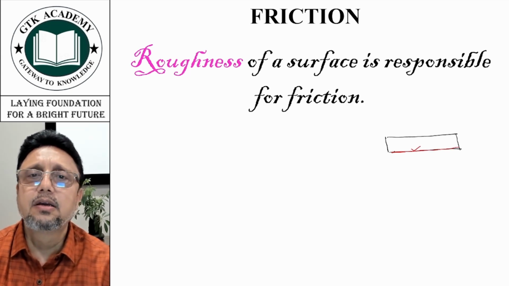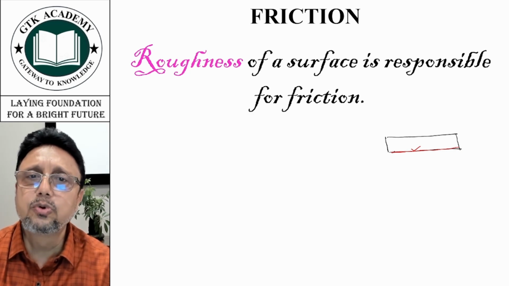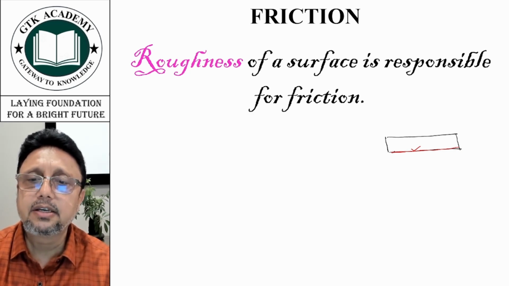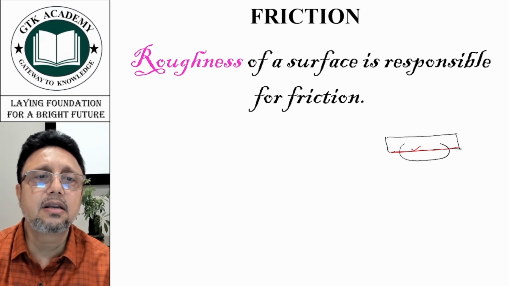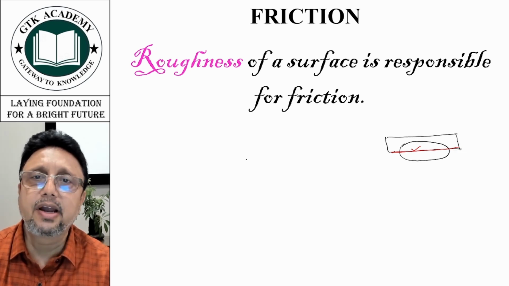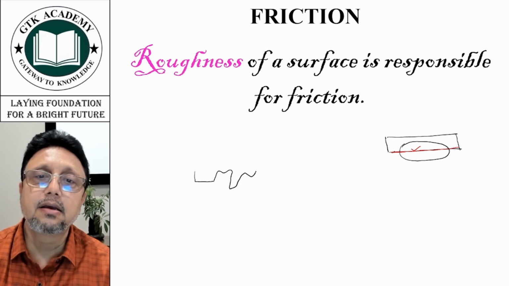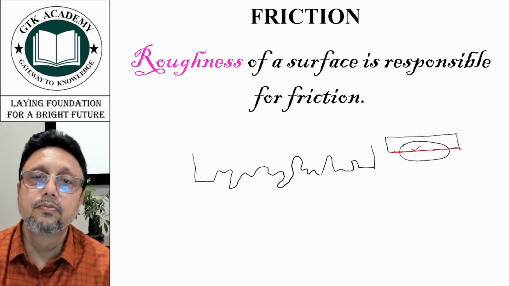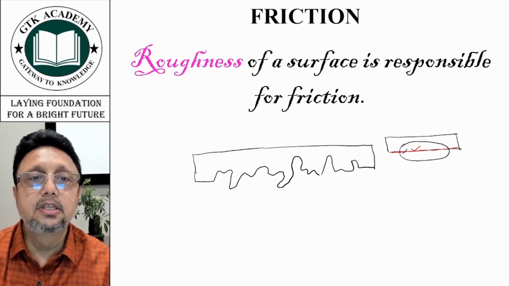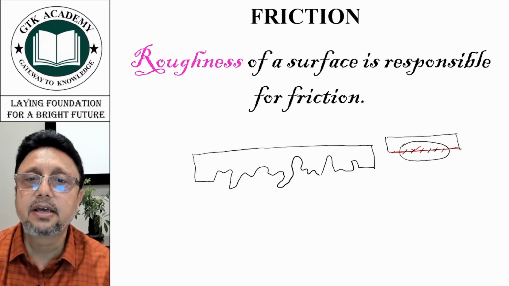This surface may appear very smooth to the naked eye. But if you put it under a microscope, you will find that it is not as smooth as it appears to be. For example, it may appear like something like this, some kind of irregular shapes, although this thing appears smooth to our naked eye.